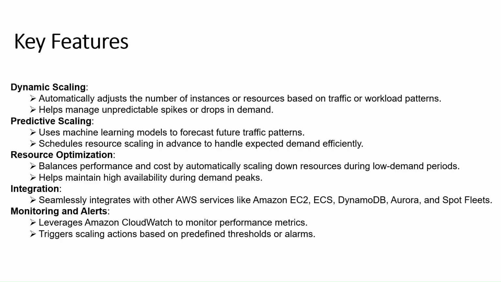Now let's see what is predictive scaling. It uses machine learning models to forecast future traffic patterns. Instead of reacting to demand spikes, it prepares for them by predicting when and how much scaling will be needed. So, for example, if your analytics show the traffic peaks every morning at 9 a.m., predictive scaling ensures the right resources are ready beforehand.